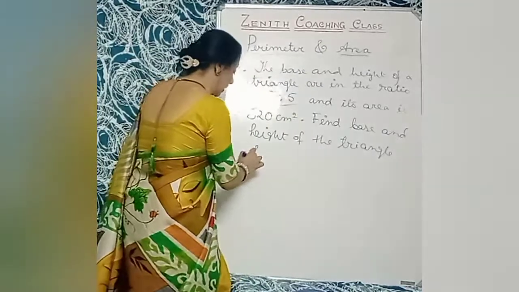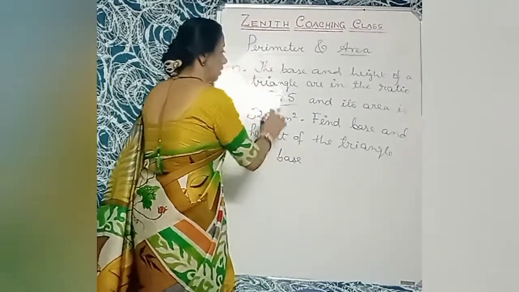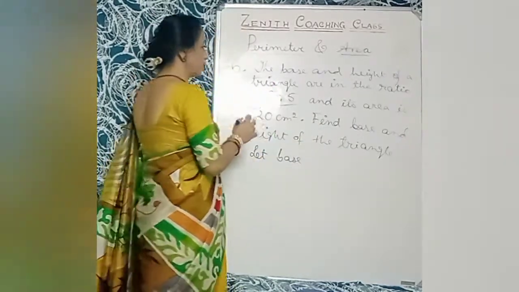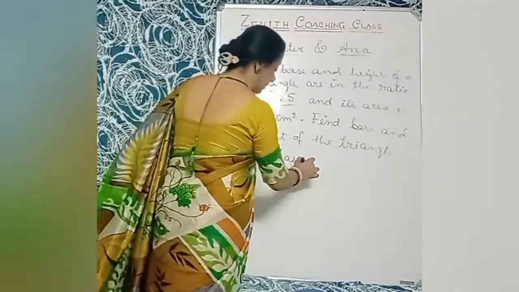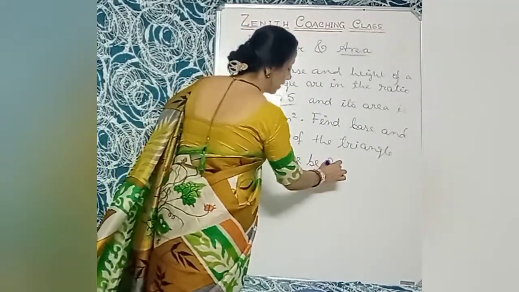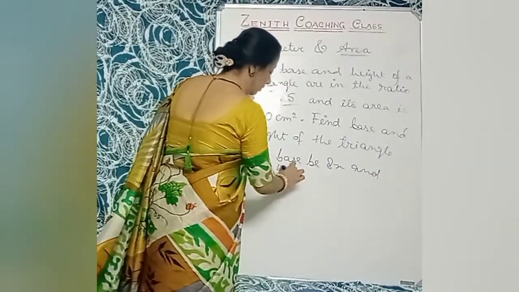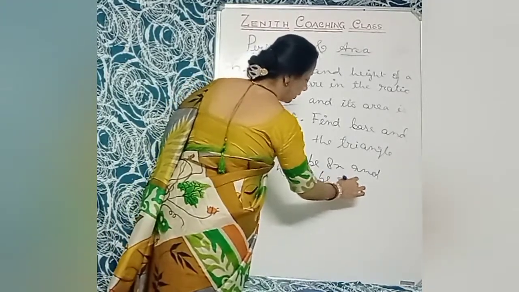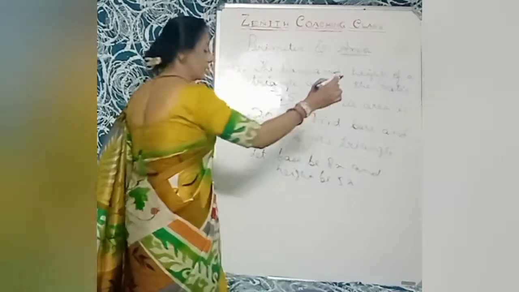So, let base is to height, not height is to base. Okay. So, base is to height, that is base 8 and height 5. Let base be 8x and height be 5x. And area is 320 centimeters square.